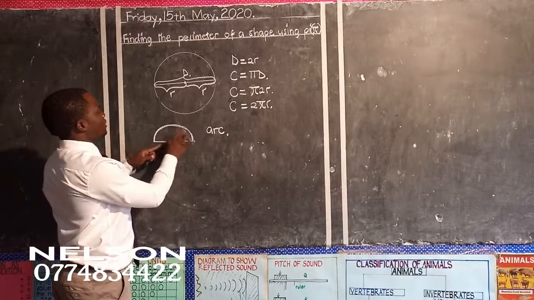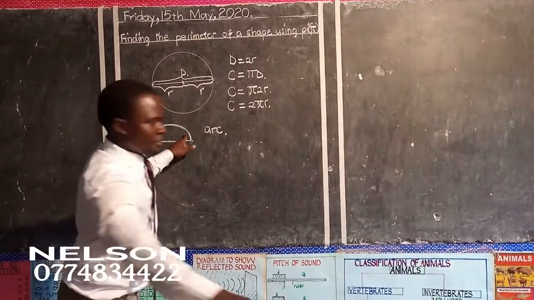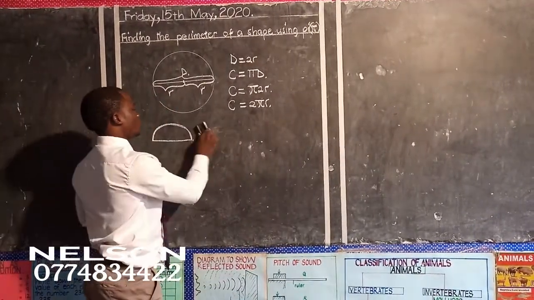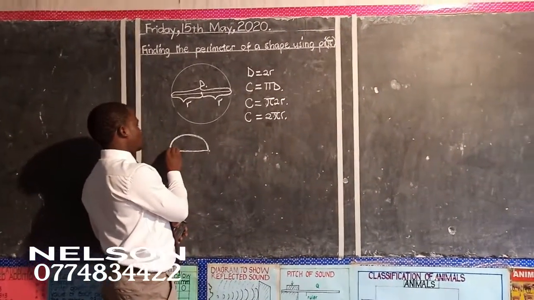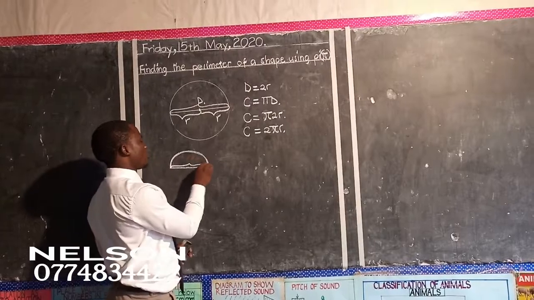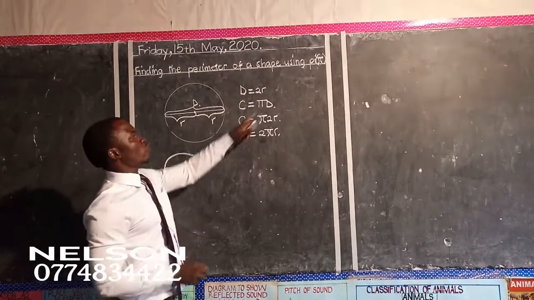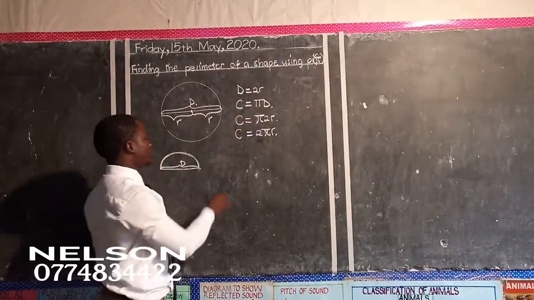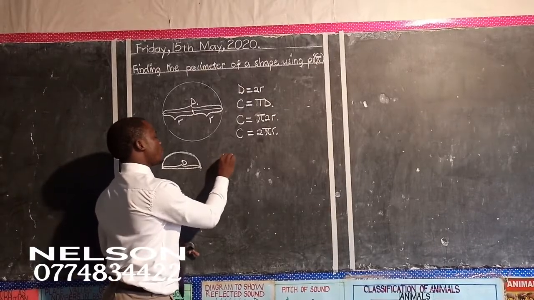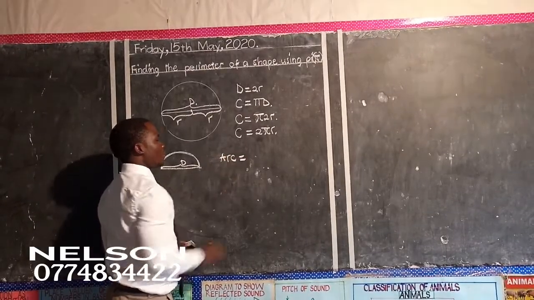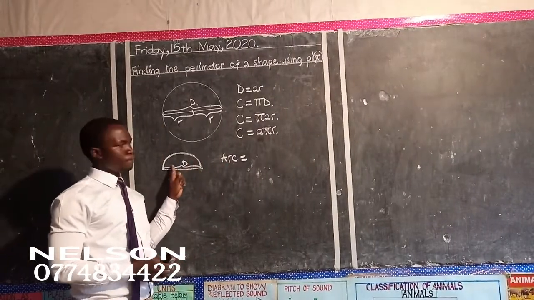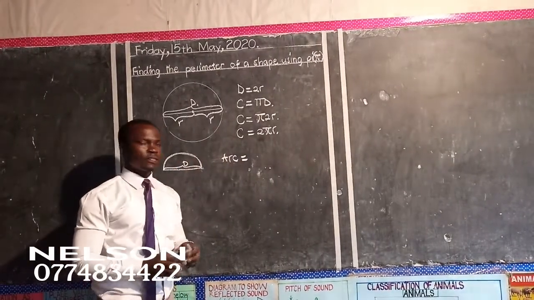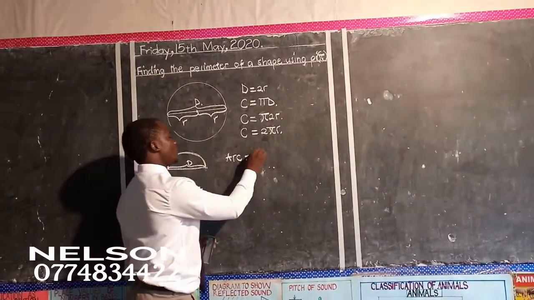So how do you find this one? You will not say circumference. Since this same circle has a diameter, we are going to employ this one. And then we shall say arc. Remember why I'm telling you that this one is called an arc. So arc equals, we shall have a half.